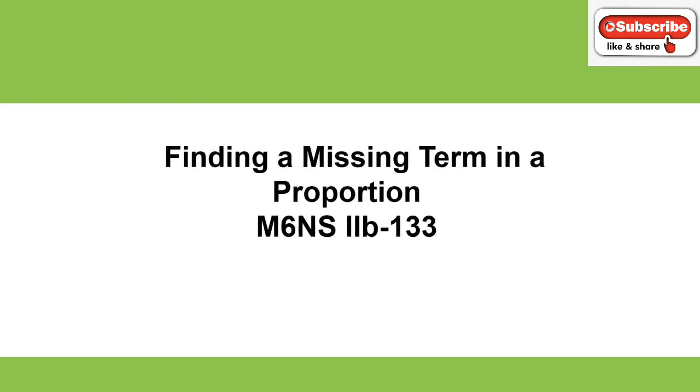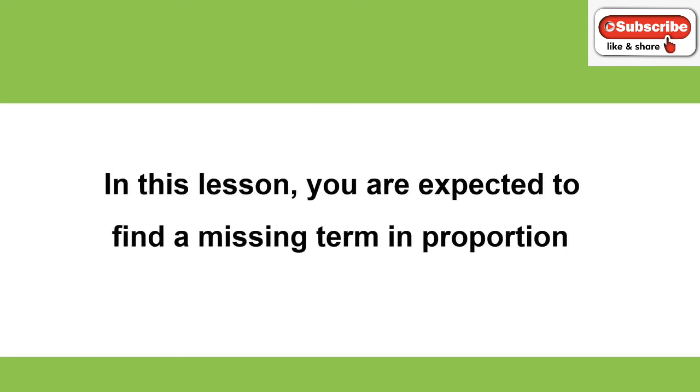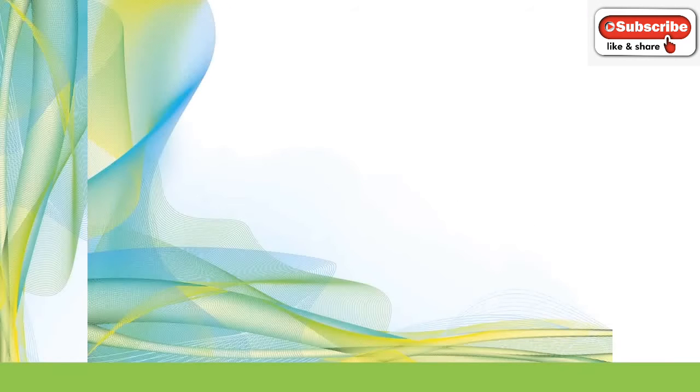Today, our lesson is all about finding a missing term in a proportion. This is lesson number 2 for the second quarter, week 1. In this lesson, you are expected to find a missing term in a proportion. But before we discuss our lesson today, I want you to answer first this activity.